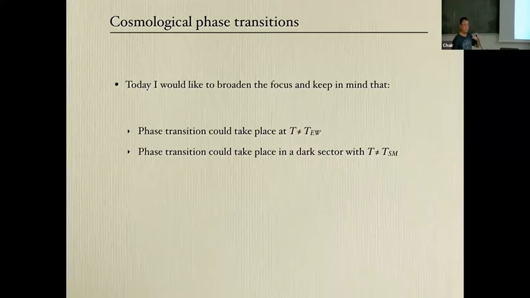But for today, I would like to broaden the focus and keep in mind that the phase transition could take place elsewhere. We don't know what lies beyond the standard model, so it could take place at any temperature well above the electroweak scale. Moreover, it could take place not even in the visible sector, but in some dark sector. The temperature of that sector may not even be the same as the temperature in the visible sector if they interact very weakly. So keep in mind that there's a huge amount of things we don't know, so it's good to keep an open mind as a theorist.